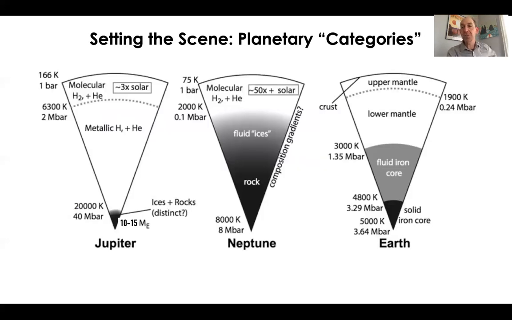So the context today is, of course, hot Jupiters. So let's think about planetary categories to get started. This is a pie slice diagram of Jupiter, Neptune, and the Earth. And so Jupiter serves as kind of our benchmark for understanding giant planets. So on the left, we have a pie slice of Jupiter. We know Jupiter's atmosphere is about 3 times solar. So it's enriched in metals compared to the sun. We think Saturn's about 10 times solar.